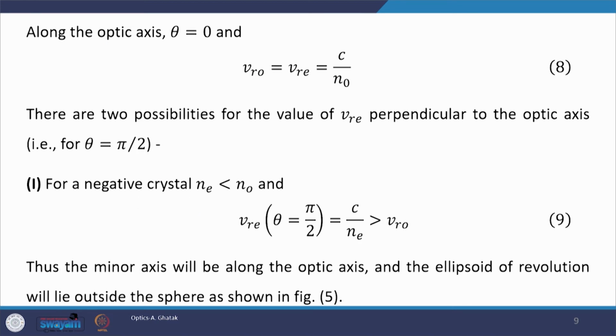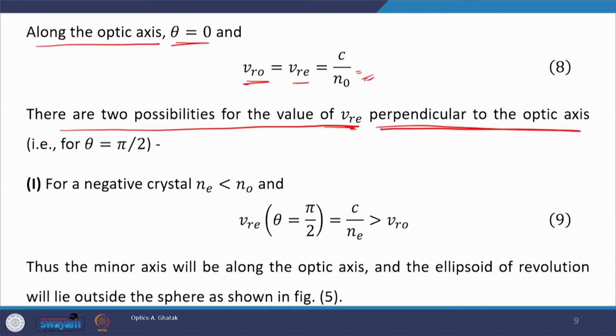What are those crystal properties? We will see here. Now, along the optic axis we know theta is equal to 0 and therefore, VRO is equal to VRE, which is equal to C by no, and this follows from our previous equations, equation number 6 and 7, and this is why we can define the optic axis. Along the optic axis the two rays travel with the same velocity, which is clear from equation number 8. Now, there are two possibilities for the value of VRE, and these arise when we look at the direction perpendicular to the optic axis. When theta is equal to pi by 2, two possibilities arise. These possibilities arise due to the different values of no and Ne, the constants of the crystal.